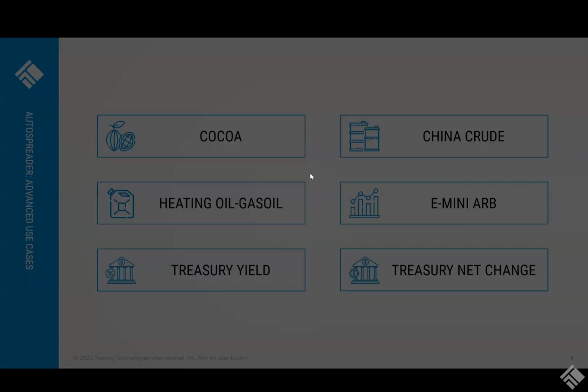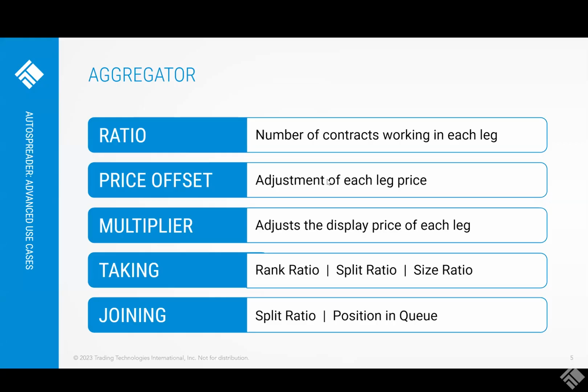All right, so as I spoke on, we'll start with Aggregator here and how Aggregator works. So Aggregator is a tool which allows a trader to take prices from different exchanges and combine them into a single synthetic market. This allows the trader to place an order across multiple exchanges with a single click.